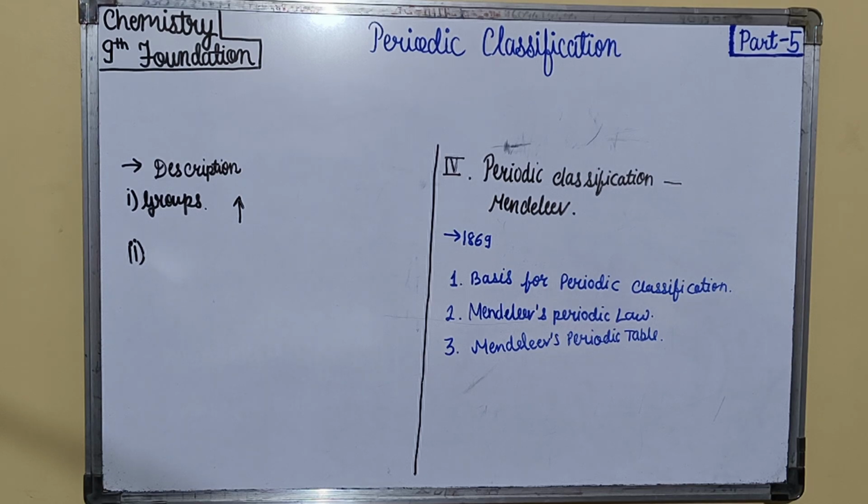Now there is the significance of groups. The properties of the elements in the same group or subgroup are similar. Then there are the elements of subgroups. There is no resemblance in the elements of subgroups A and B of the same group except in valency.